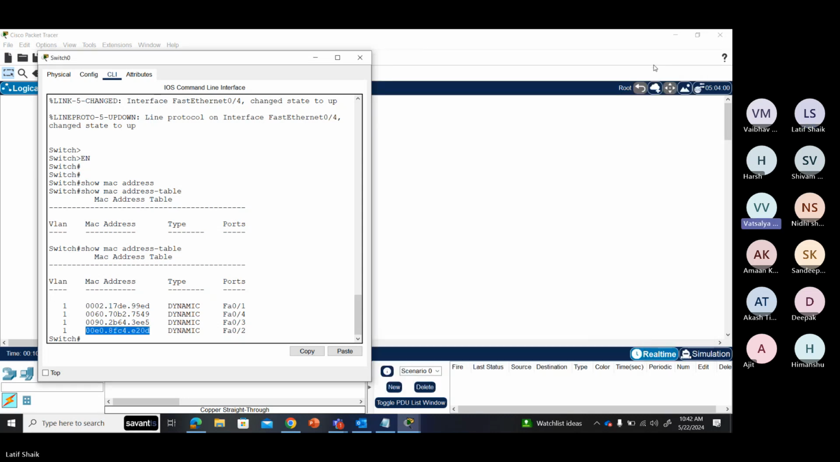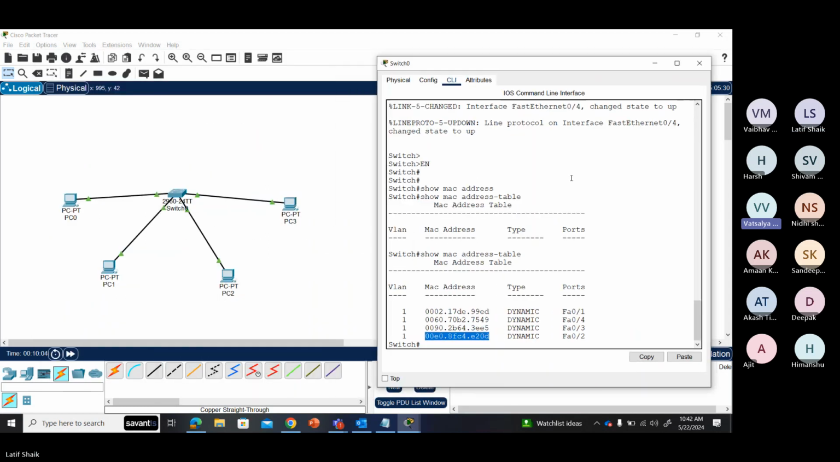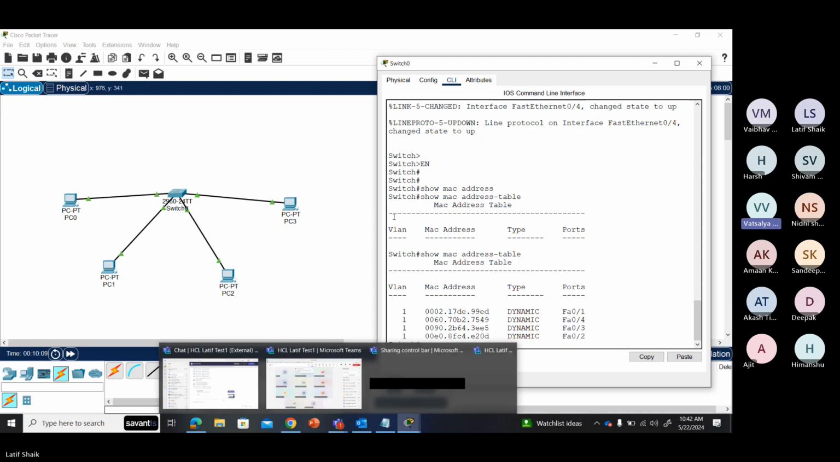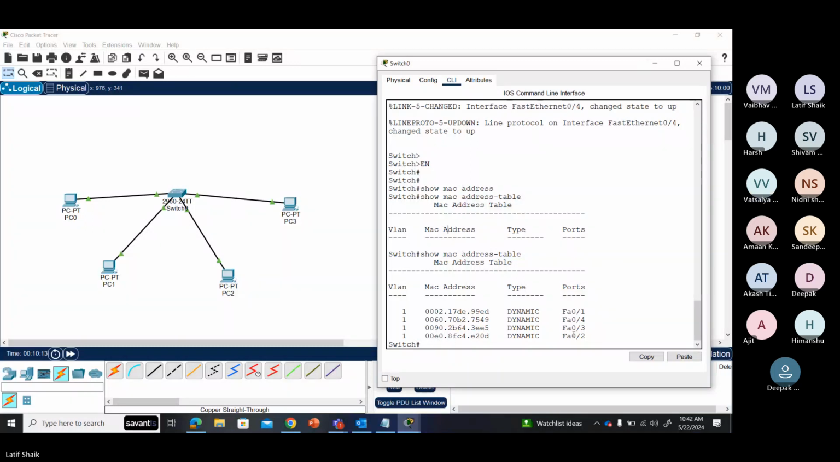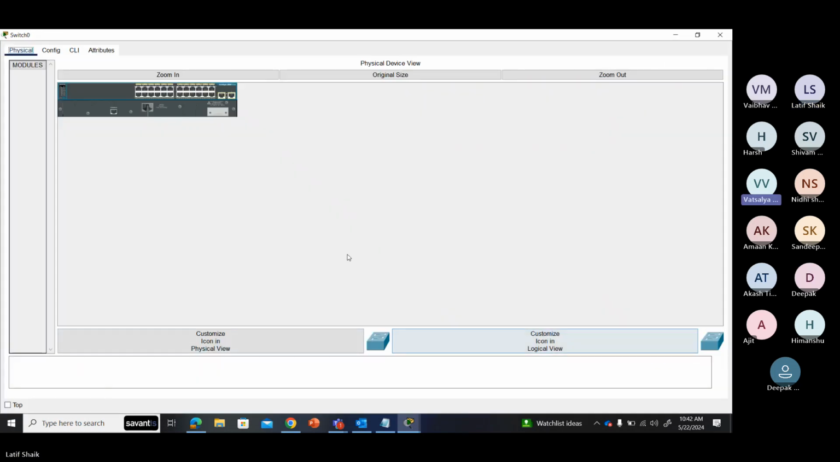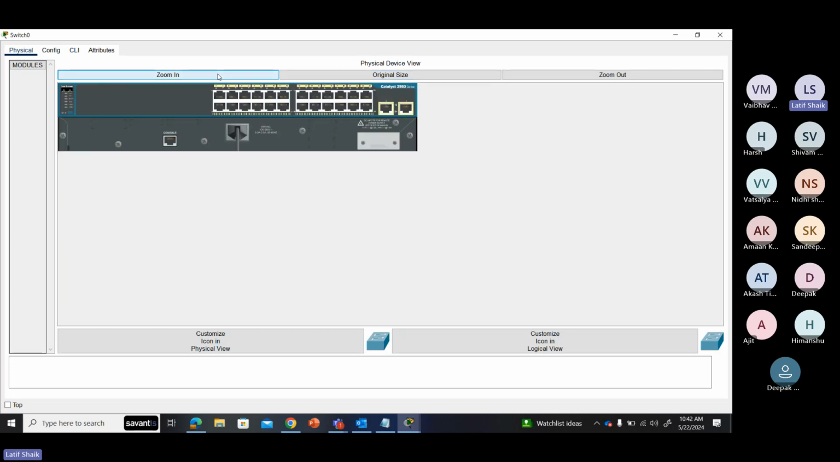Okay. Sir, I have one question. The screen is not clear. Sir, are the ports FA02 or FE02? FA, like here, like this. What is the meaning? FA means Fast Ethernet. This is a Fast Ethernet switch. Okay, I got it. I thought it should be FE. Okay, FA, Fast. So like that. These are the ports.